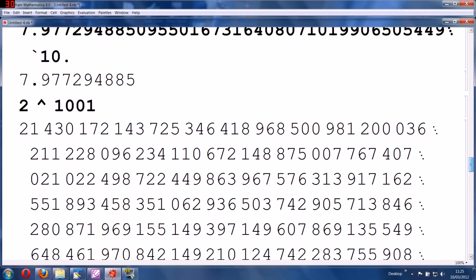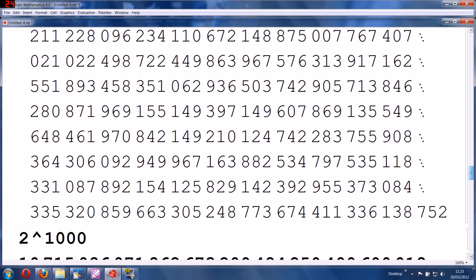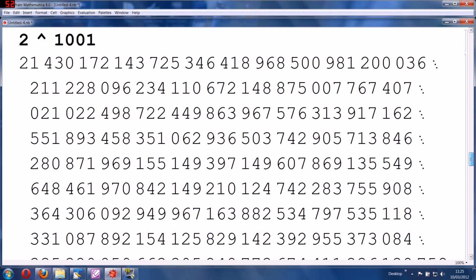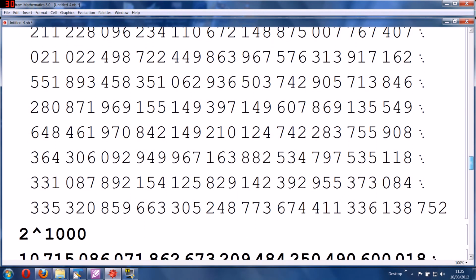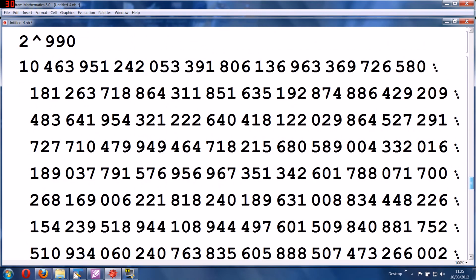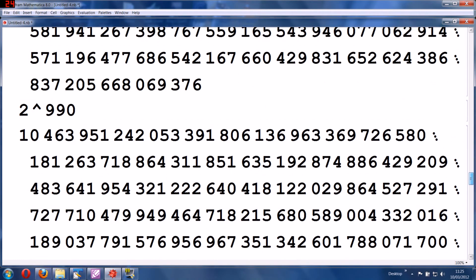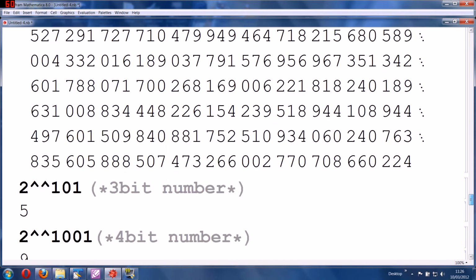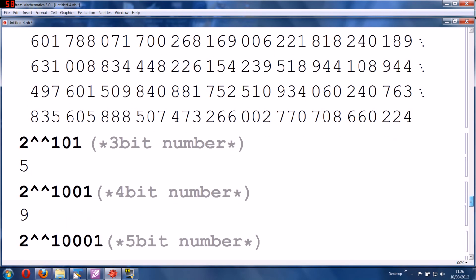And then what do we do? 2 to 1001. That's quite a large number. And then 2 to 1000. It's interesting that 2 to 1001 starts with 2, 1, and then 2 to 1000 starts with 10. 2 to 990 starts with 10. 2 to 980 starts with 10. Even with these very big numbers, it's really strange to me.